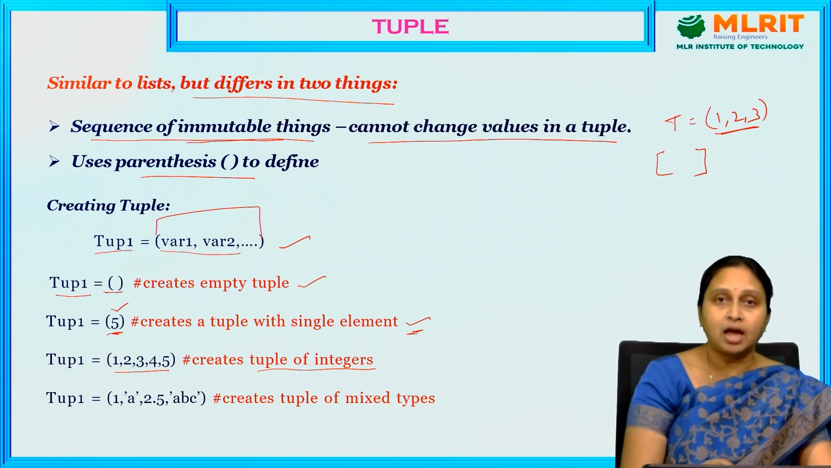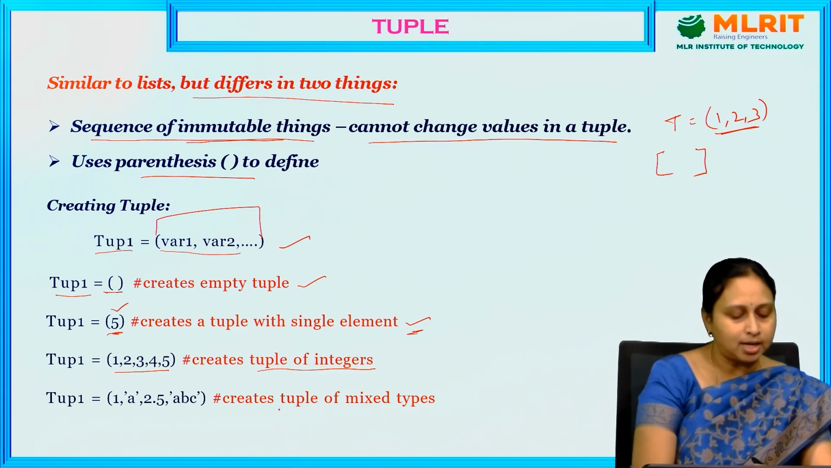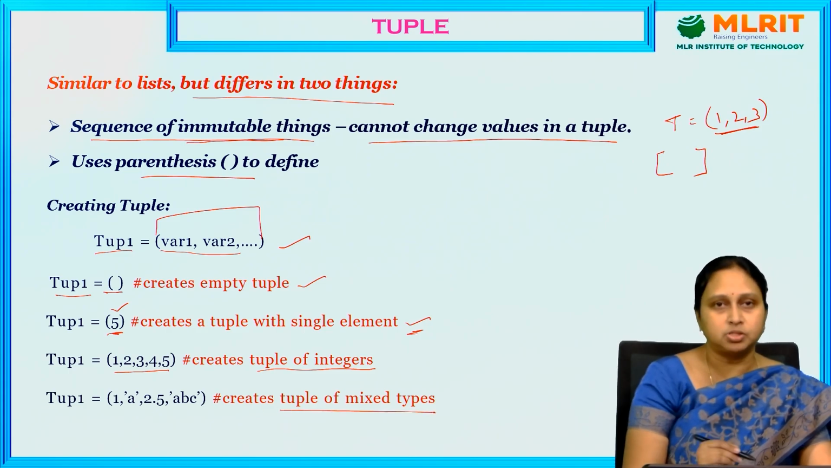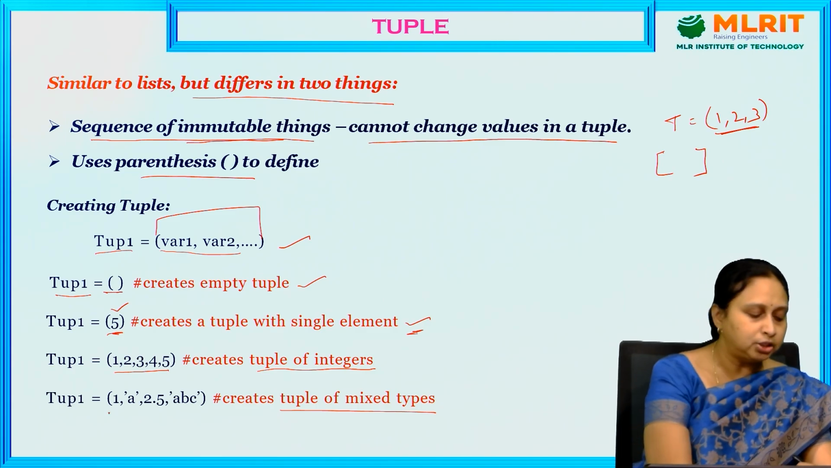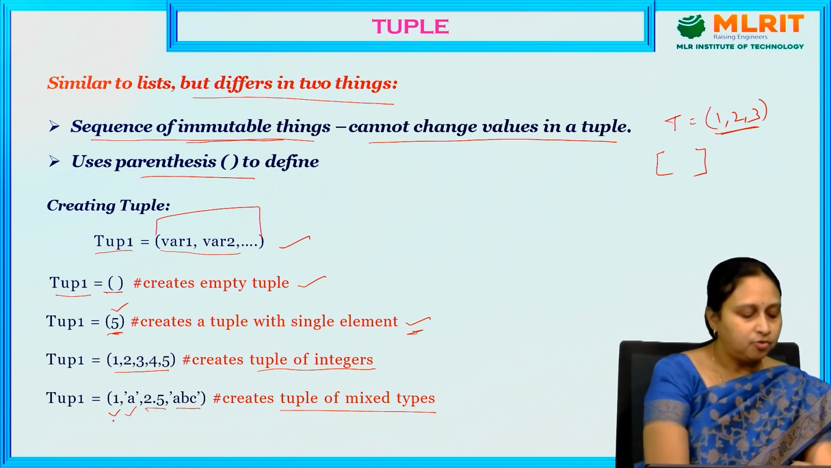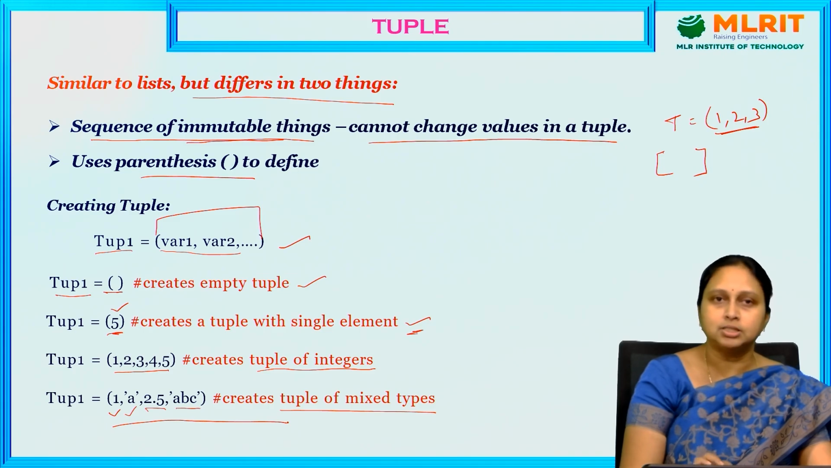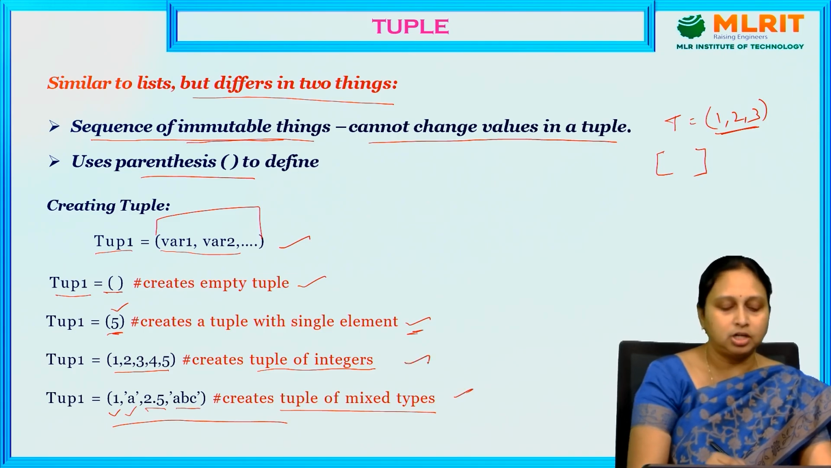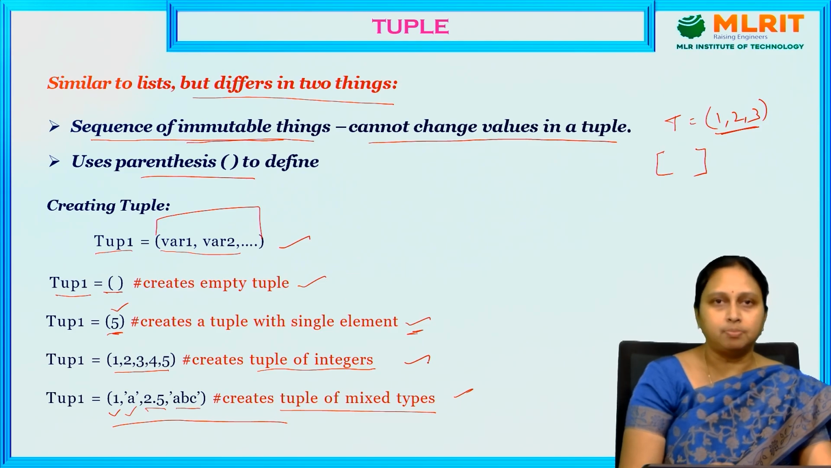And then we have a combination of values, a combination of different data types, which can be given in the tuple. It is called creating a tuple with mixed types. That means it may consist of an integer value, or a character, or a floating value, and it may have a string also. A combination of all these types is also accepted by the tuple. These are the different ways you can create a tuple.